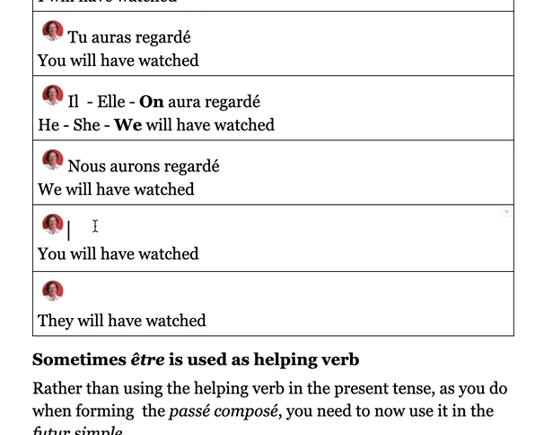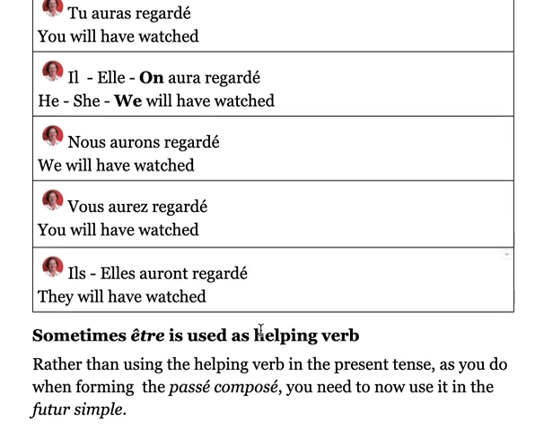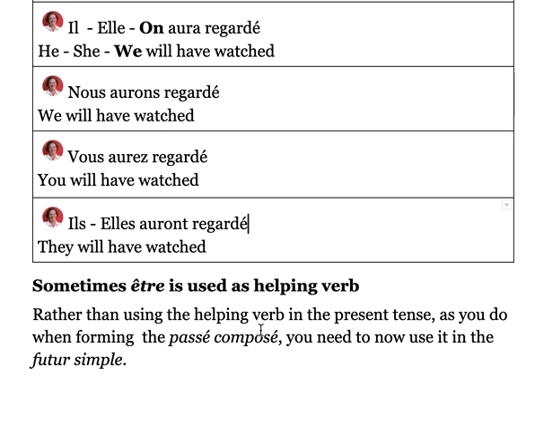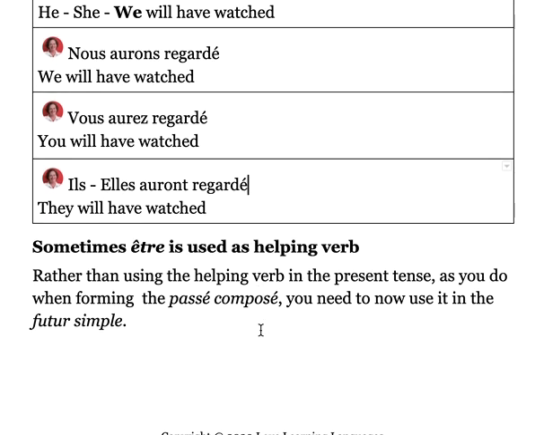Okay. You will have watched. Vous aurez regardé. D'accord? And they will have watched. Ils or elles, of course, elles auront regardé. So far, so good? Now, we know that sometimes être is used as helping verb.